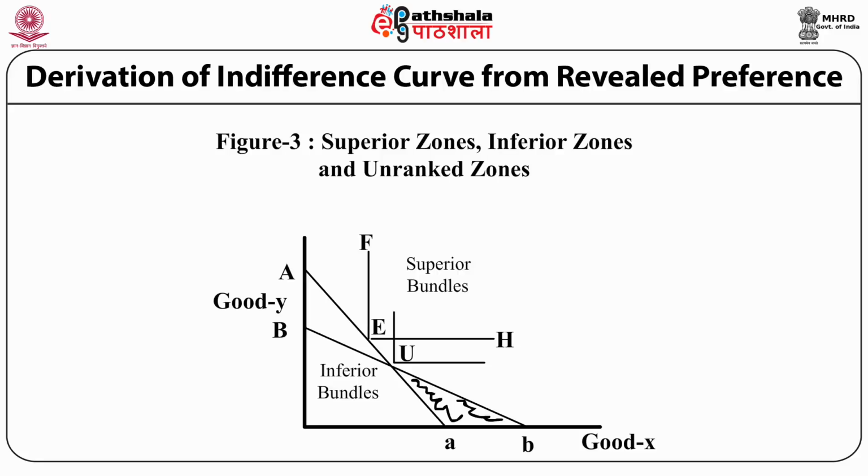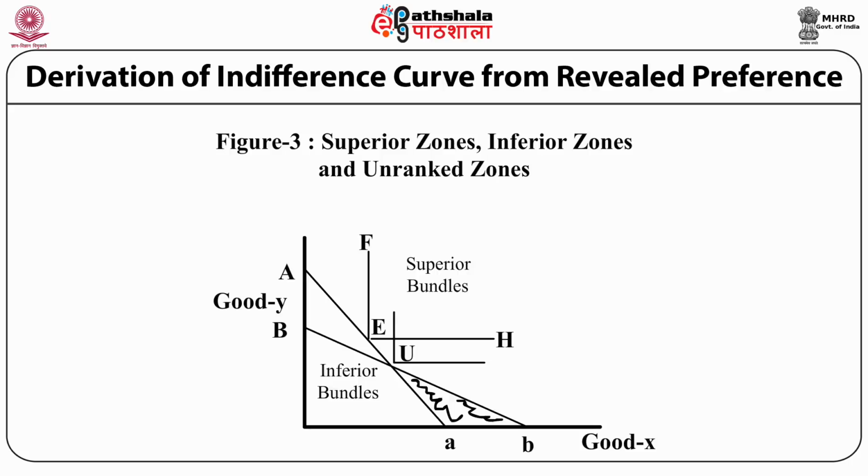Now let the initial budget line for the consumer be AA, where capital A is the starting point and small a is the ending point of that line. Capital A, small a represents various combinations of good X and good Y that the consumer can purchase with his given income.